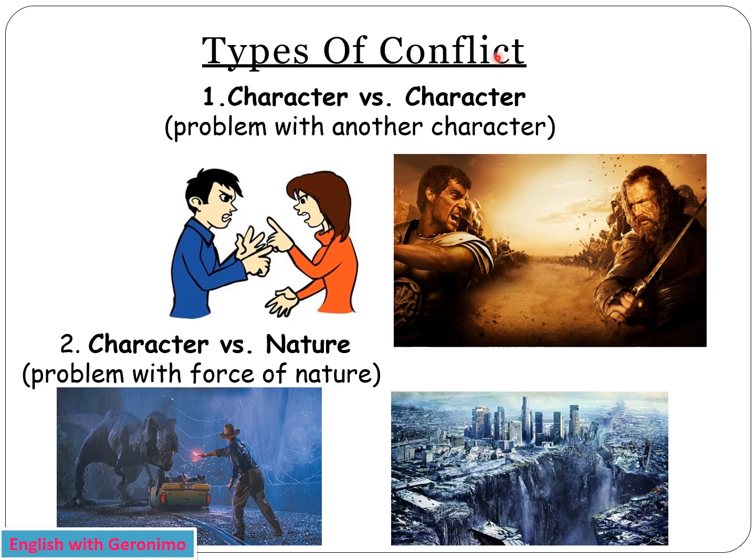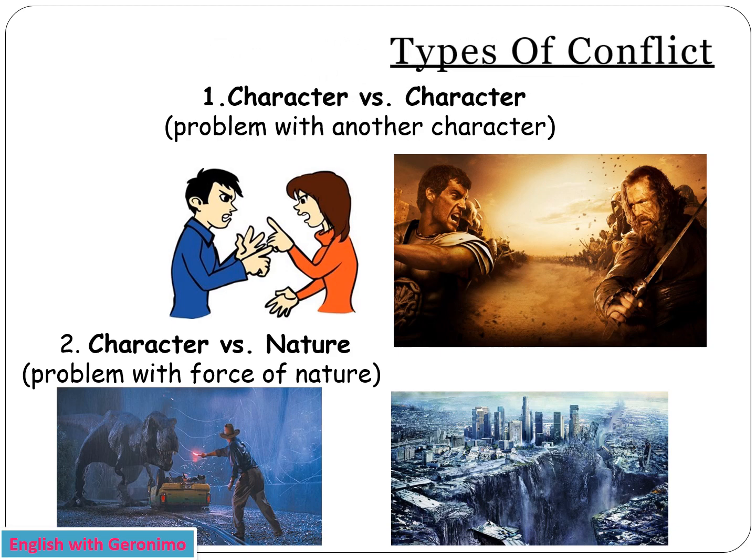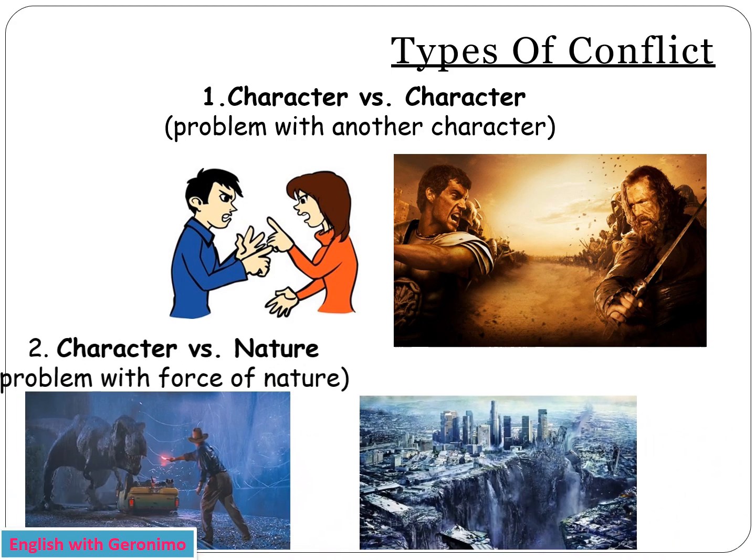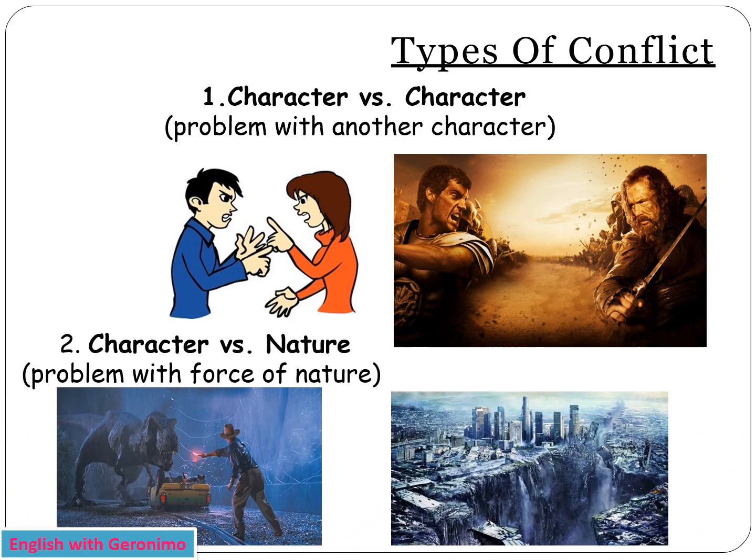So there are types of conflict that we have. Number one, character versus character. A problem with another character, as you can see here in the picture. Now this is the number one type of conflict. Next, number two type of conflict, we have character versus nature. Now the problem here is with the force of nature, as you can see in the pictures. Now these are the types of conflicts: character versus character and character versus nature.